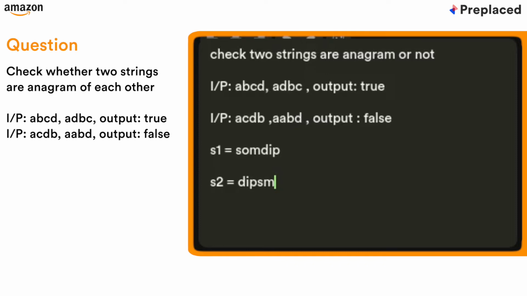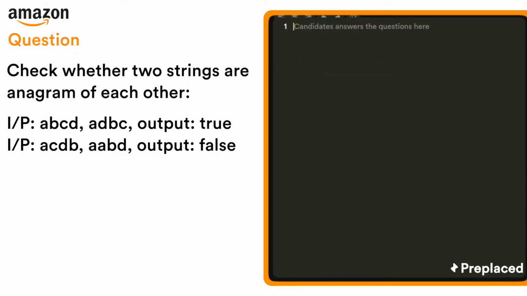Just write the function. Don't write main or everything else. In Java, just write the function. Two parameters, two strings. The output is a boolean, that's the return value. Boolean checkAnagram, the input will be string input.